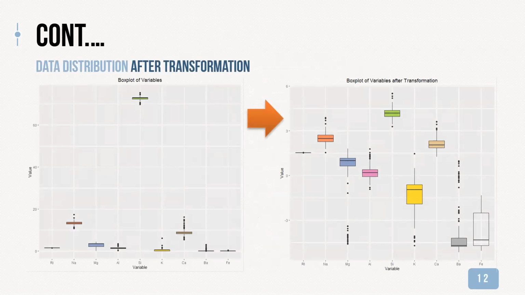So after the transformation, the distribution and the range of the data will be different already. You can see it from left to right. On the left, silicon is very high, higher than the others. Since glass is mainly made from silicon, it just makes sense. So on the right side, all data are in the same numerical space.